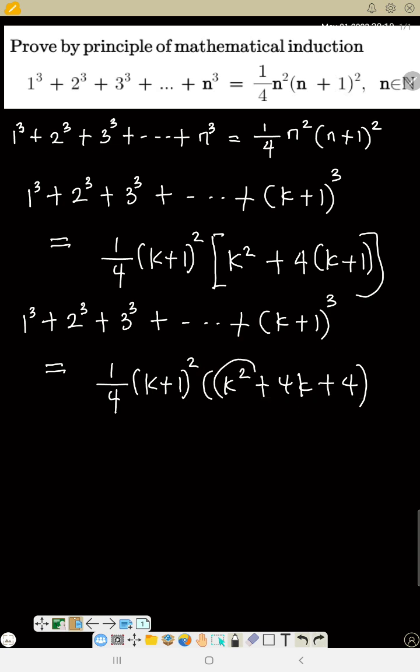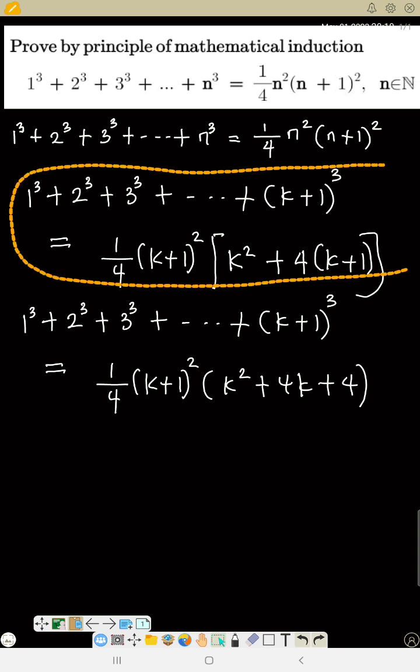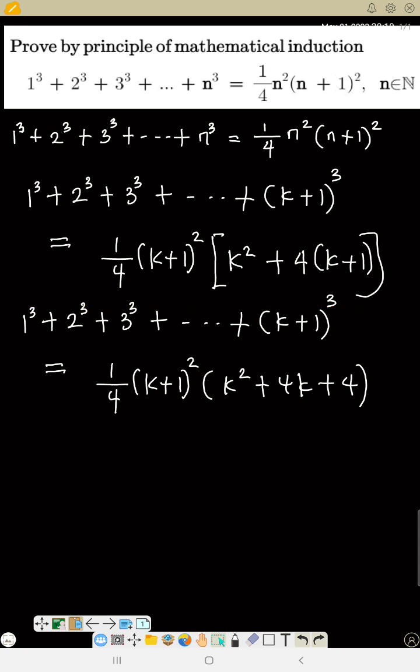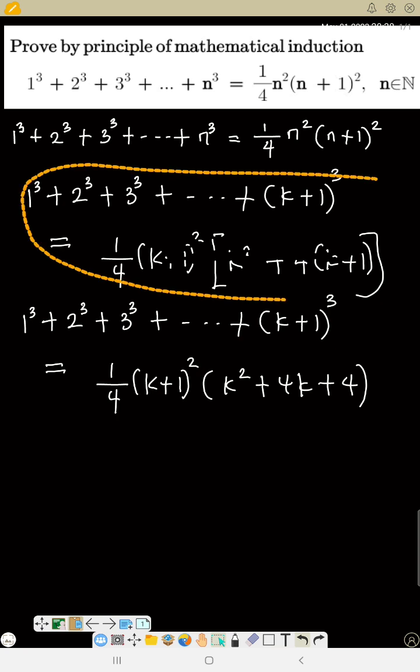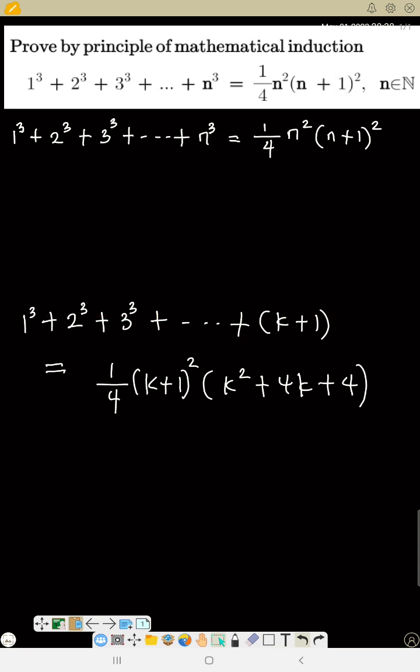Here the product is 1k square times 4k square. Sum is the middle number. So what are the two numbers we multiply? 2 times 2, 4. 2 plus 2, 4. So I'm replacing this 4k now with 2k plus 2k. So watch my video on factorization method of quadratic equation. So you will understand better. So next step.